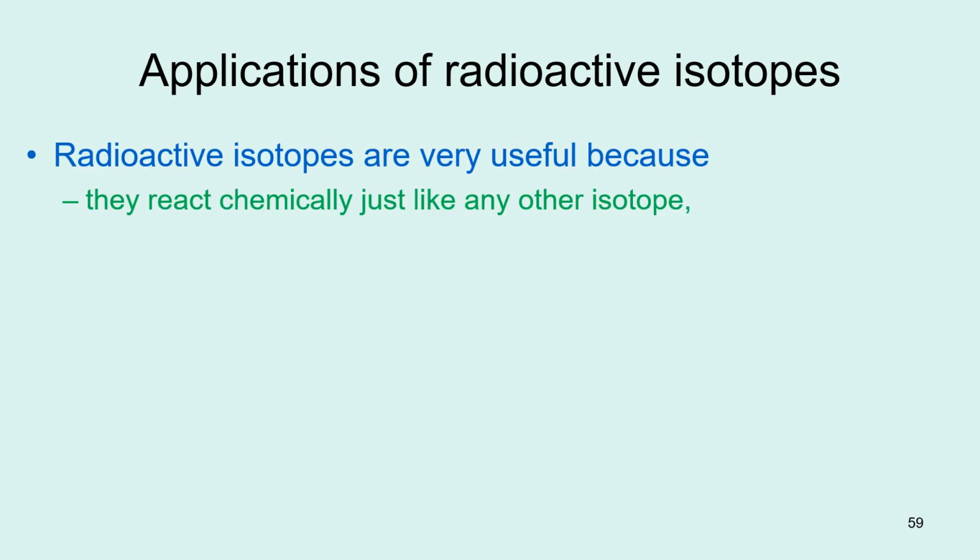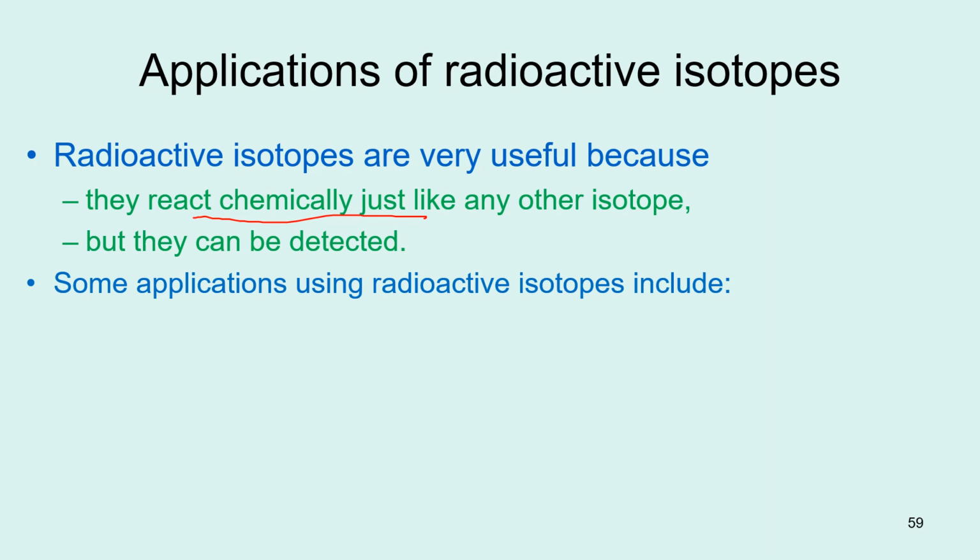First of all, it's important to remember that radioactive isotopes are still whatever chemical you're talking about. One important thing about being radioactive is that they're detectable. Since we can detect them with a Geiger counter, they're detectable. But they're also useful because whatever element they are, they will react the same way as a non-radioactive element would. So if it's radioactive oxygen, it reacts just like regular oxygen. But like I said, they can be detected. That's why they're so useful, because you know where they are, you know if they're getting to where they should get to, etc. So what are some applications?